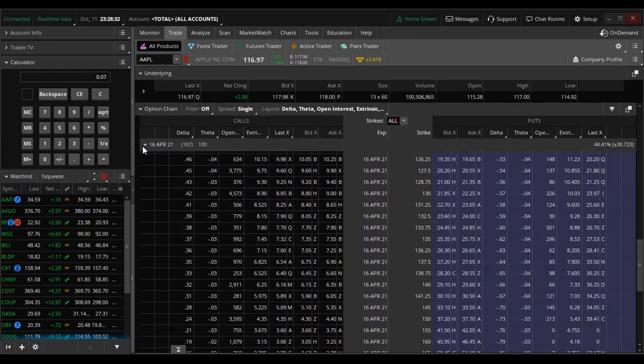Now, what this contract does is it gives me the right, but not the obligation, to buy 100 shares of Apple stock at $135 a share. Now, remember, you have the right, but not the obligation. So you don't have to actually buy the shares of stock. What you can do is, if the price of the stock reaches your strike price for your contract, your contract value will go up with the price of the stock.